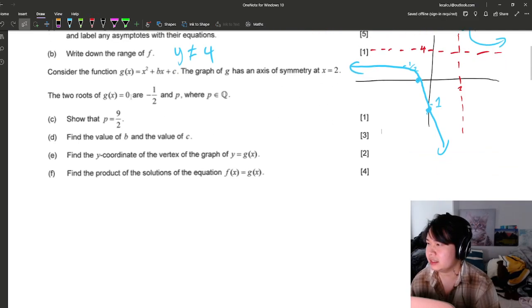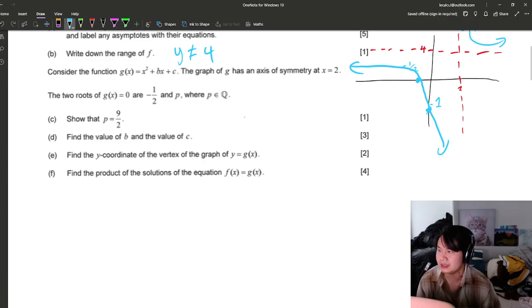Okay, next, consider this function. So now we have a quadratic, axis of symmetry at 2, roots, so we have 2 x-intercepts. One is at -1/2 and another one at p. And then we need to show that p is 9/2. Okay, easy peasy.